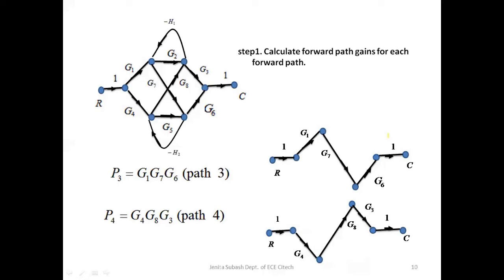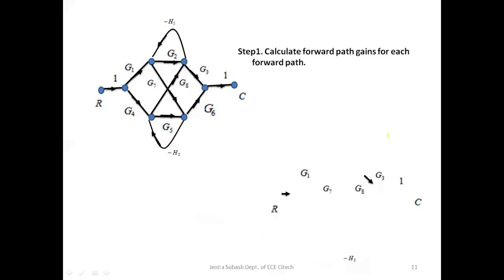Let's keep on tracing and find out whether we are able to identify a few more forward paths. Identifying the forward paths and individual loops is mandatory. If you miss one forward path, the complete flow will go wrong and the answer will not match the final answer.